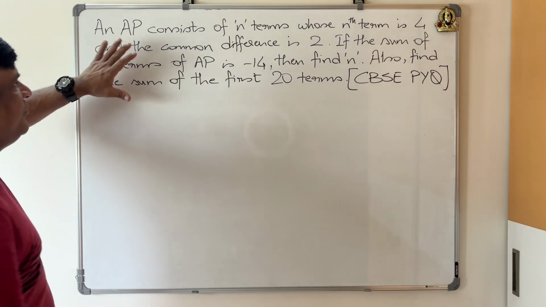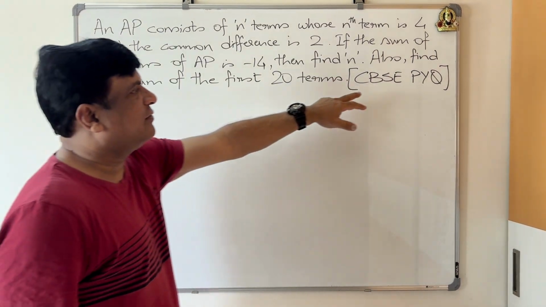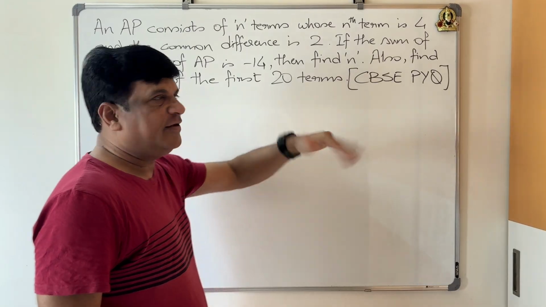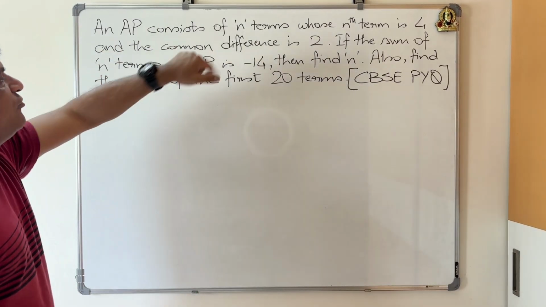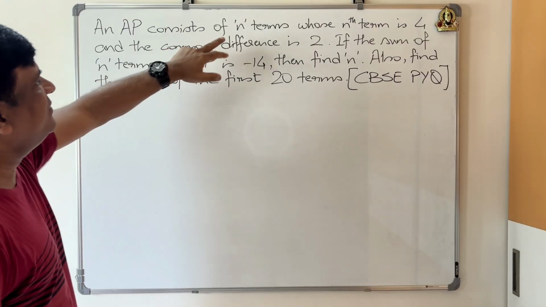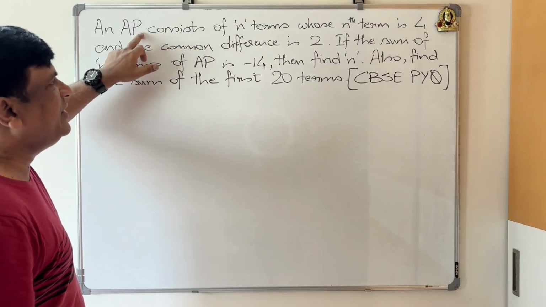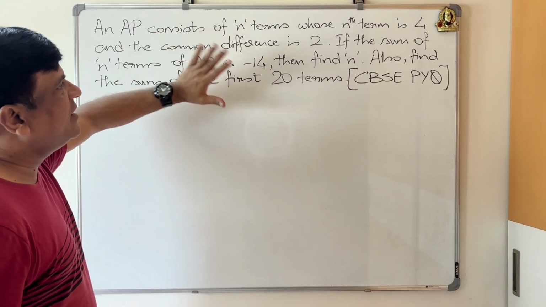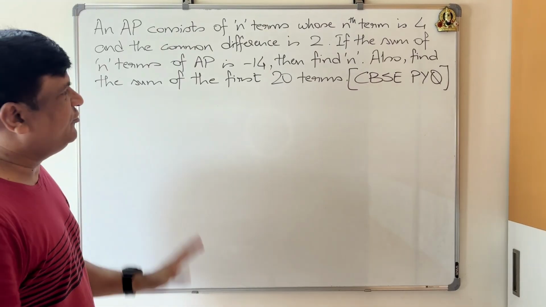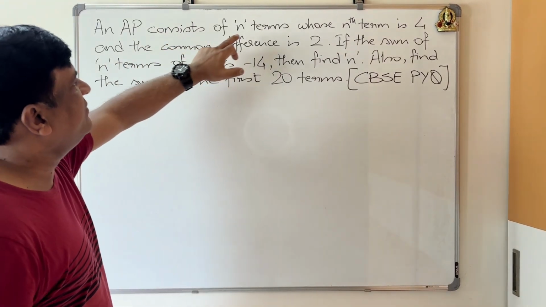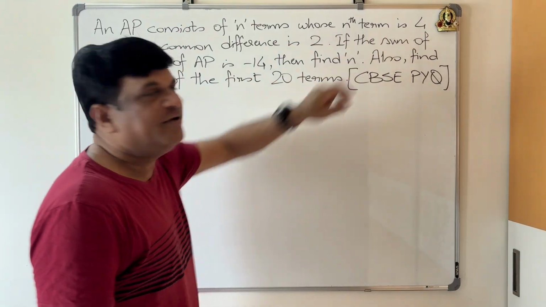Let's look at this question. This is one of the PYQs from CBSE, previous year questions. So what do they say? An AP consists of, AP is arithmetic progression. The moment they say AP, you need to basically get going with the formulas which you know. So an AP consists of n terms whose nth term is 4.